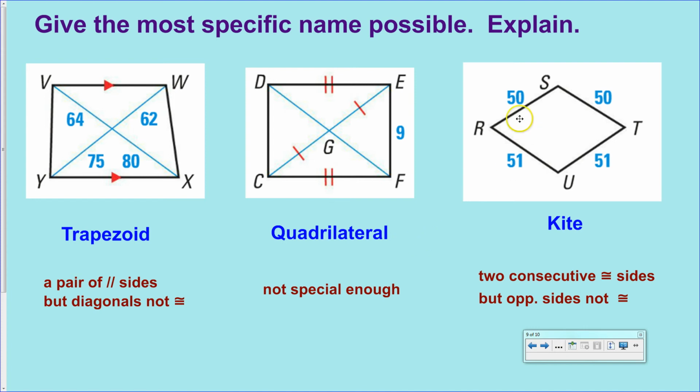And then over here, this one's probably the easiest one. We have two pairs of consecutive congruent sides, and we can show also that the opposing sides are not congruent, so therefore it's a kite.